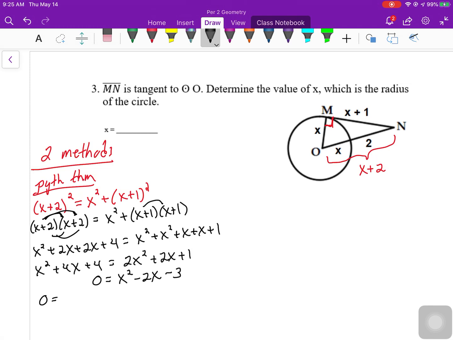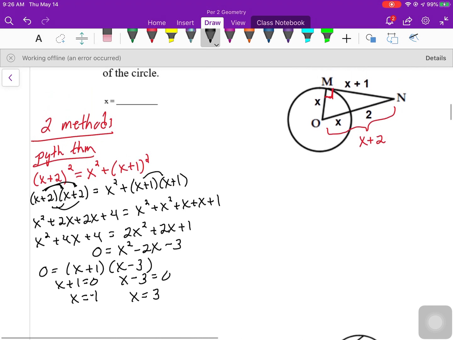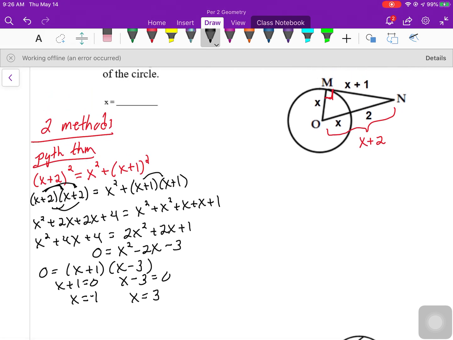To solve this quadratic equation, we're going to use factoring. And factoring we've used quite a bit. You'll use a lot more in Algebra 2 for those of you moving on to that, which the vast majority of you are. This one factors into (x plus 1) times (x minus 3). We set each of those factors equal to 0 to finish our algebra. We end up with x equals negative 1 and x equals positive 3.